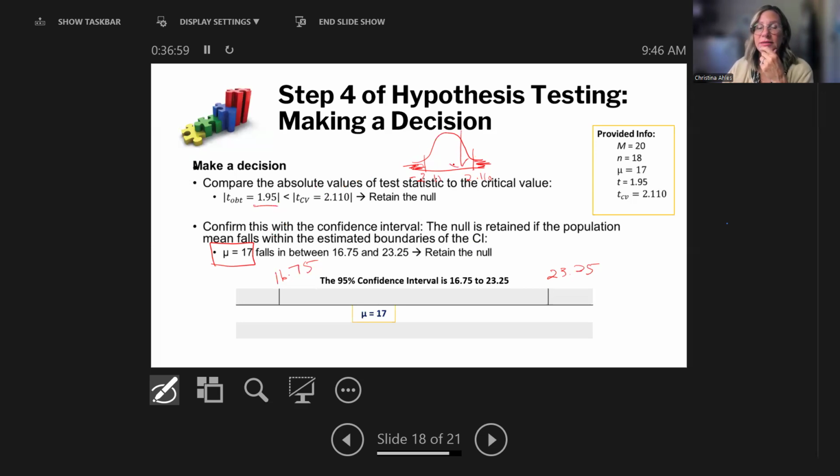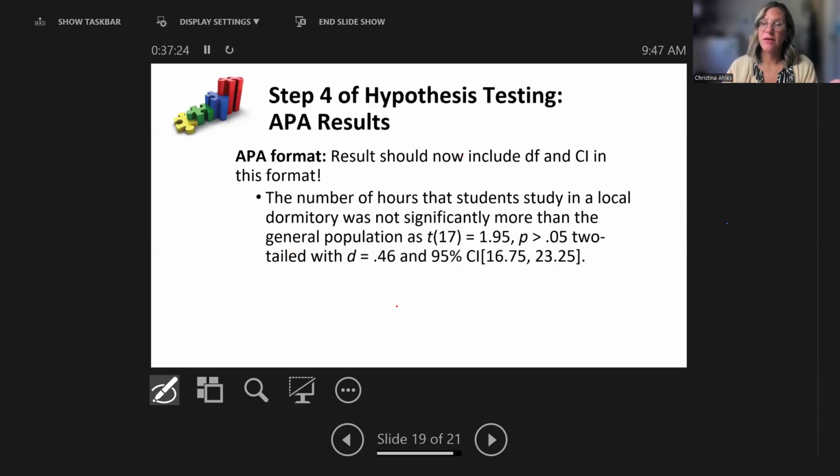So it's not significant. It falls within the middle instead of out in the tails. And this population mean falls in between those boundaries. So again, we're retaining the null. You could see that the test was not significant in two different, very specific ways. So now we made our decision and we can write our results in APA format.